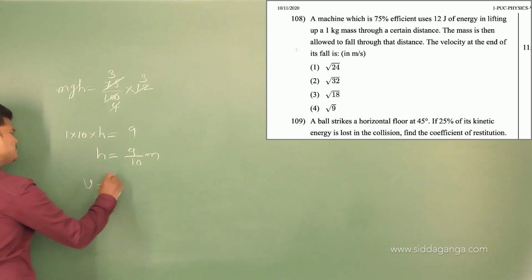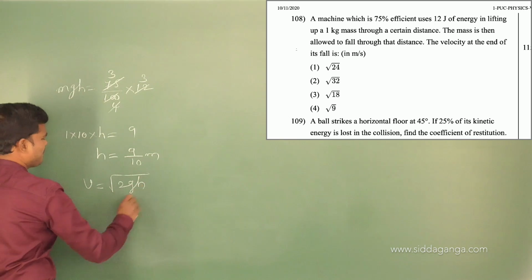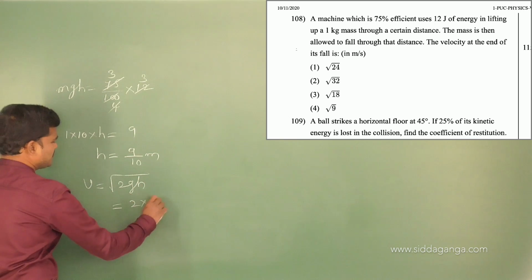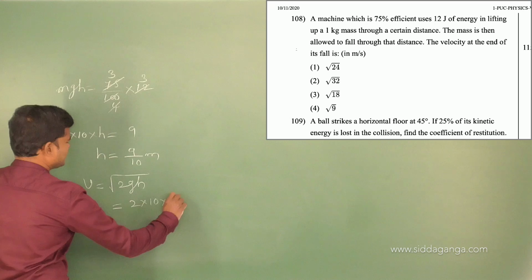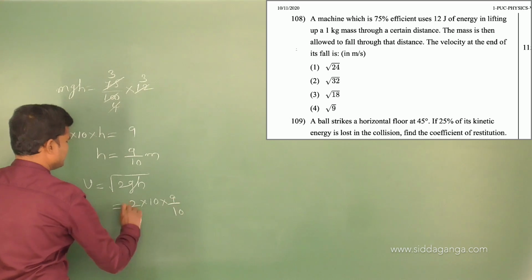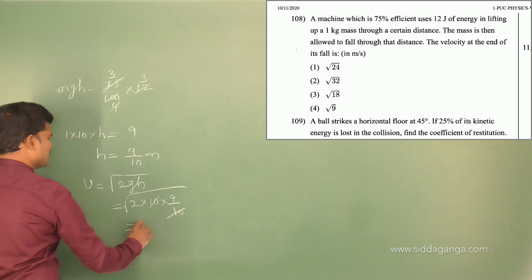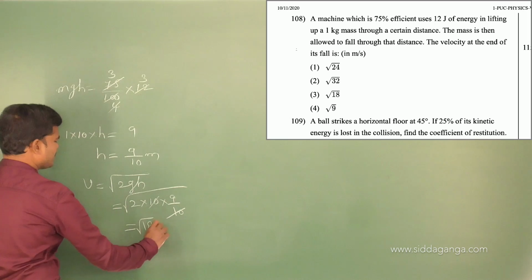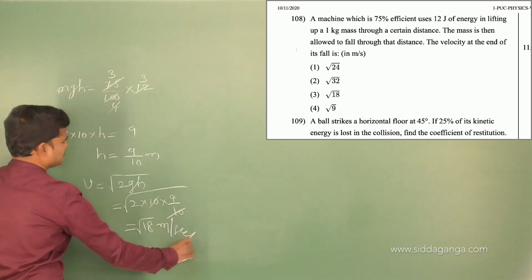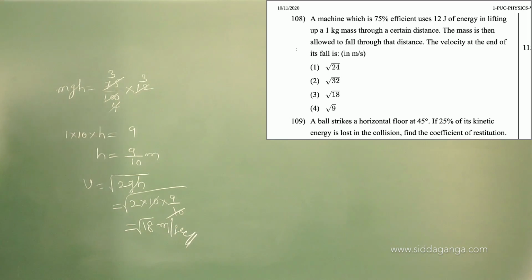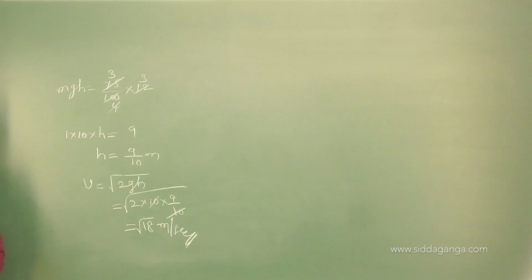We know the velocity formula, v squared equals 2gh. 2 into g is 10, h is 9 by 10. So 2 nines are 18. So the answer is root 18 meter per second. So simple and direct question. Root 18 meter per second. Okay. See the next question.